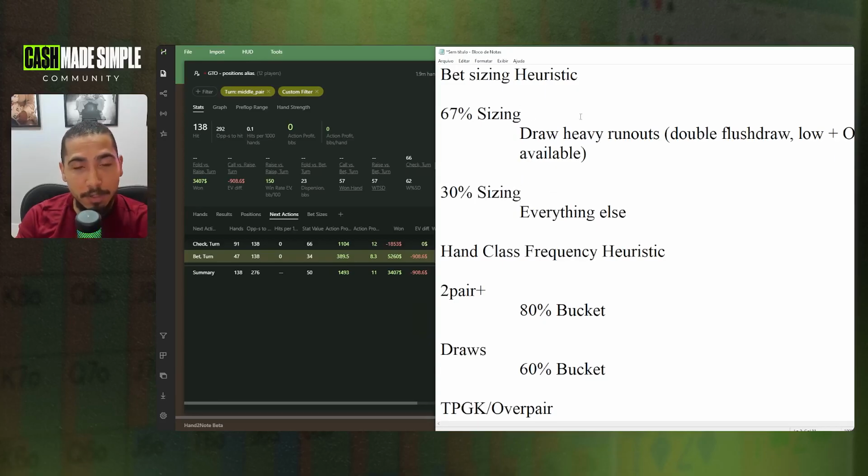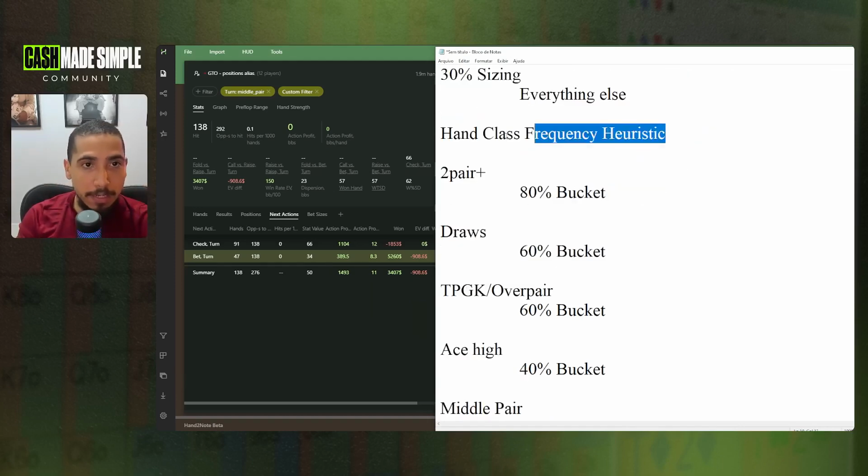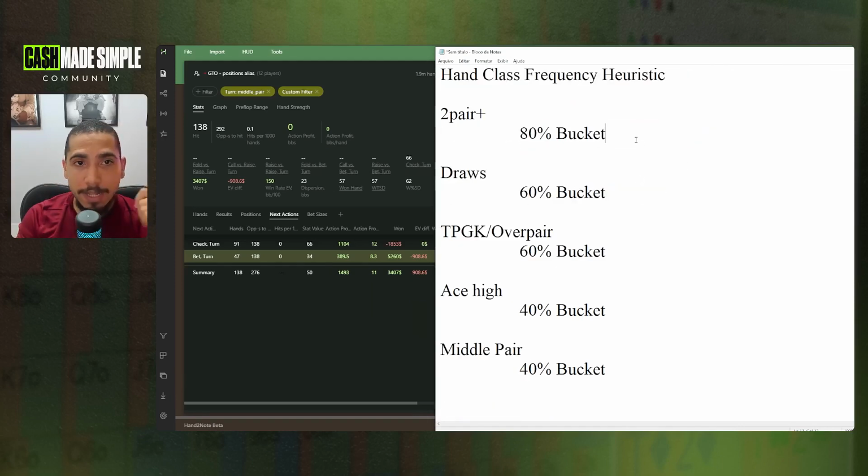The only exceptions are some very draw heavy runouts where you can size up to 2/3. Mostly double flush draw boards, low boards with open-enders available, and some other flush draw textures. Okay, and then the hand class frequency heuristics: we see that the pillar of GTO strategy, slow playing top of range, is again present here. We're going to put the two pair plus in the 80% bucket, meaning we're going to slow play 20% of the time. The draws, another pillar of GTO strategy.